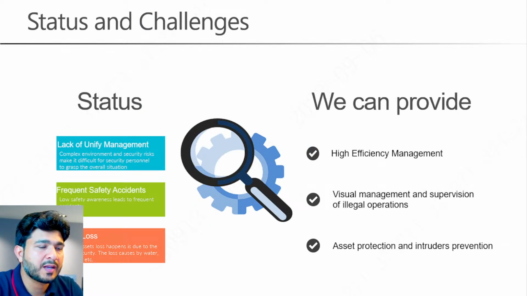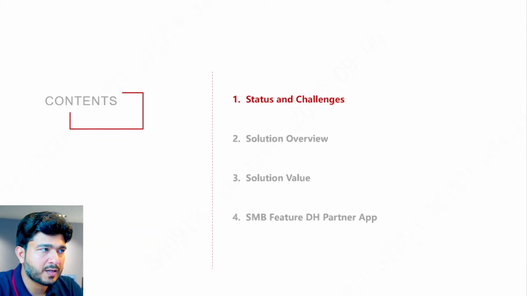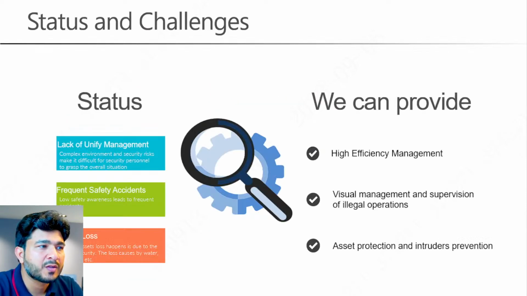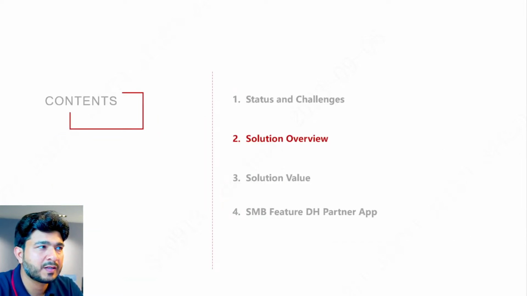So as you can see here, we will discuss in today's content the status and challenges, solution overview, solution value. And the fourth thing is very important, that is a new feature in our SMB, you can say in our DH partner app. This is an SMB feature available. With the help of that, you can design a solution and share it with your customer. So let's go and check what the status is.